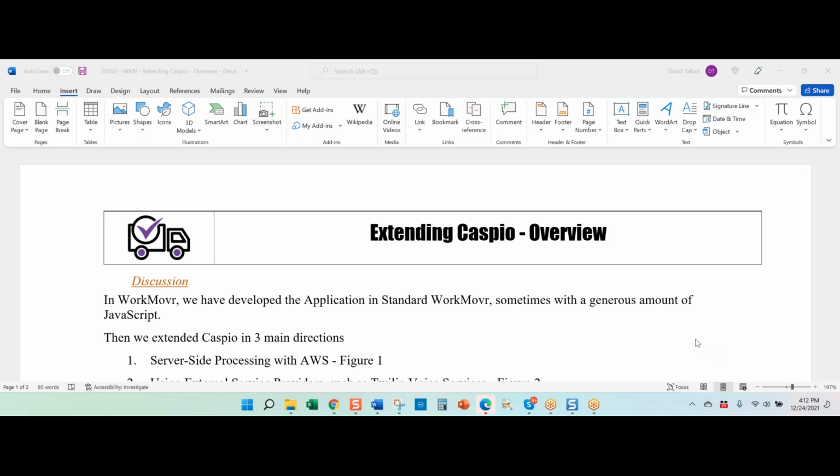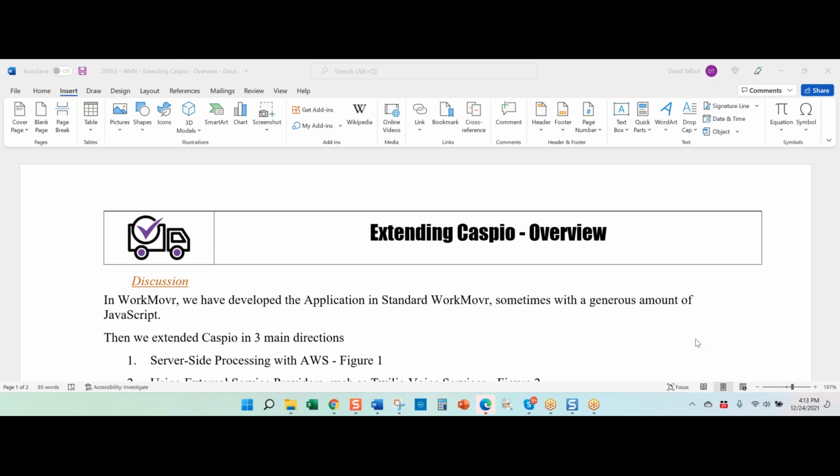This is David Talbot. I'm CTO of WorkMovr, and we've built our WorkMovr application as a very standard Caspio application. We've used a little bit of extra JavaScript from time to time, but the fundamental application is totally Caspio, and any Caspio programmer could have a look at the code and carry on and make changes to the code. There's nothing unusual or proprietary about the way we've built WorkMovr.